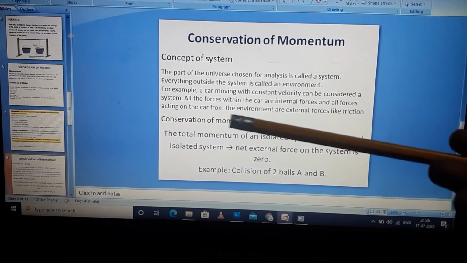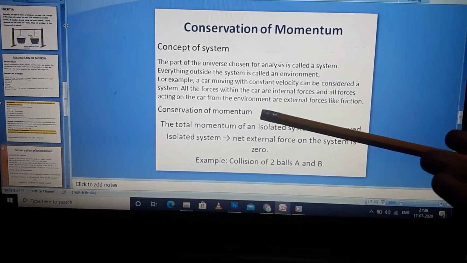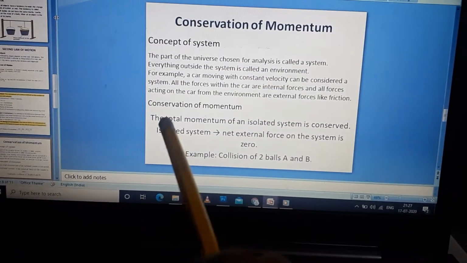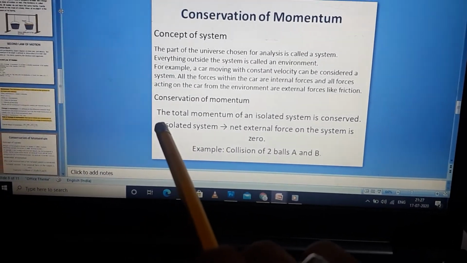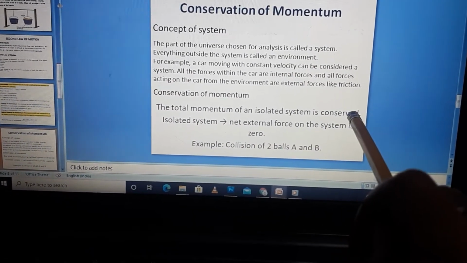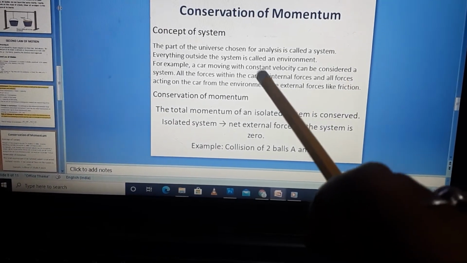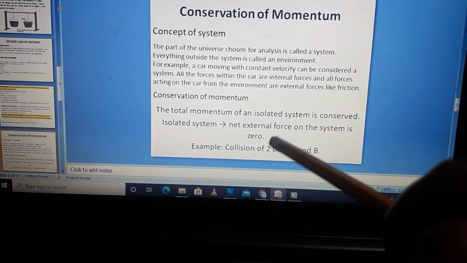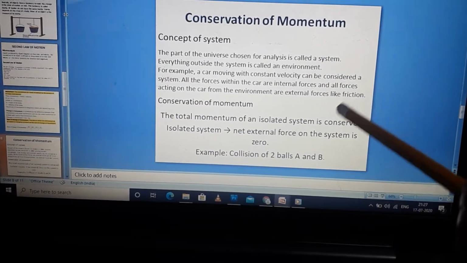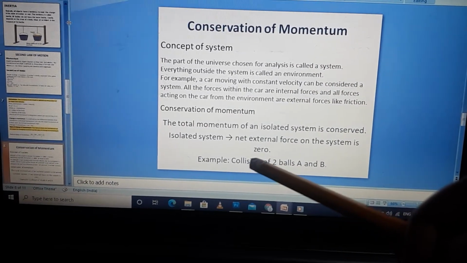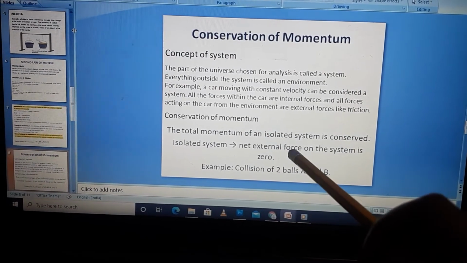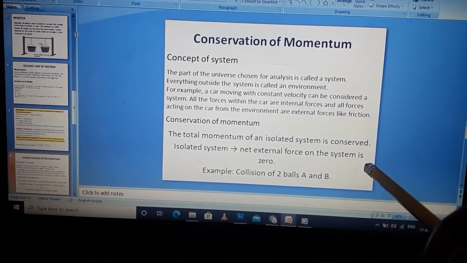So if we talk about conservation of momentum, in an isolated system, the total momentum of the isolated system is conserved, where the isolated system in the above example is the car. If we take another example of an isolated system, we can take two balls, and we will be dealing with the derivation in this. In an isolated system, the net external force on the system is zero.